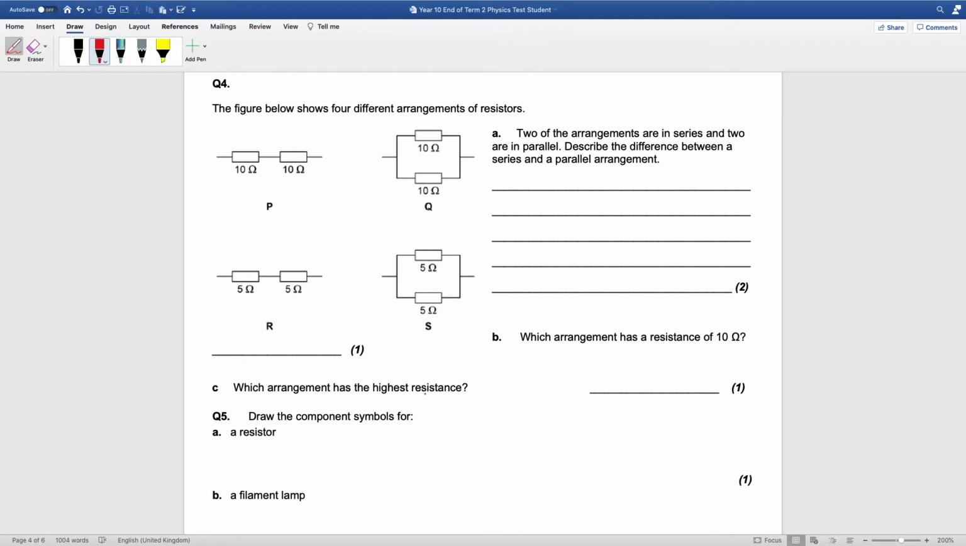Question 4 then, explain series and parallel. Series, the same current flows through all the components. Parallel, the current through different components can be different. There is only one loop, only one branch in the circuit for series, and there's more than one loop or branch or path in a parallel circuit. So there you have your explanation.